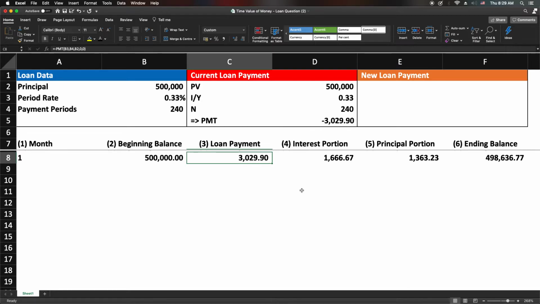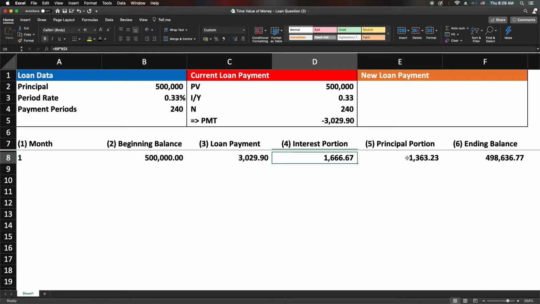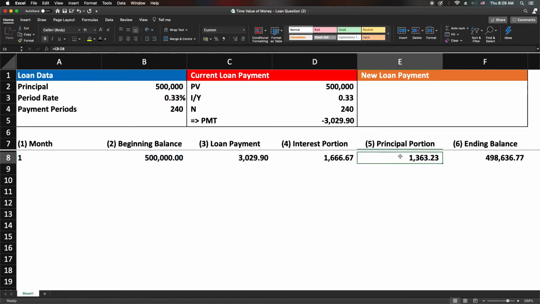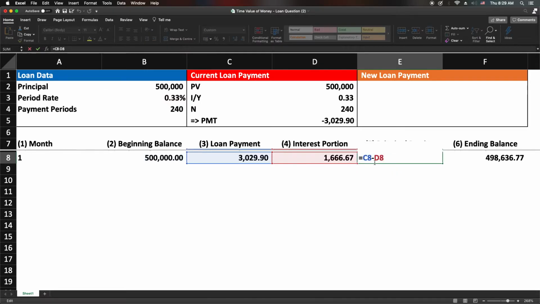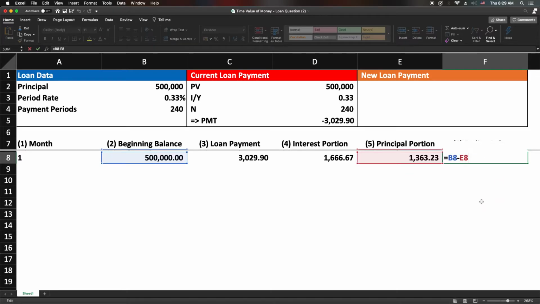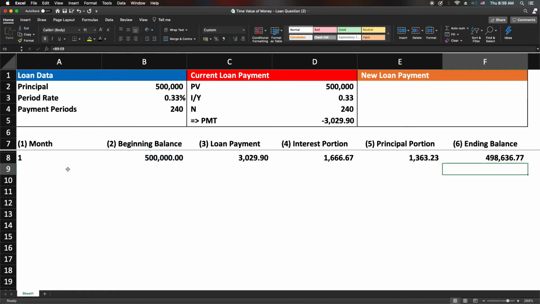We then break down the loan payment into its interest portion and principal portion. The interest portion is in fact the interest amount for the current month, and so it is equal to the beginning balance times the period rate. We then subtract the interest portion from the loan payment, then it will be the principal portion of the loan payment. Finally, we subtract the principal portion from the beginning balance, then we will have the ending balance for the first month. We have completed the first month of the loan amortization schedule.